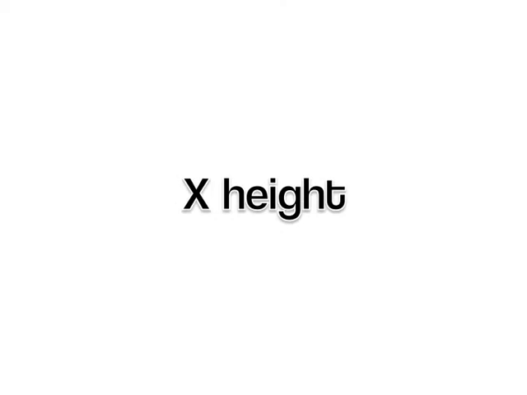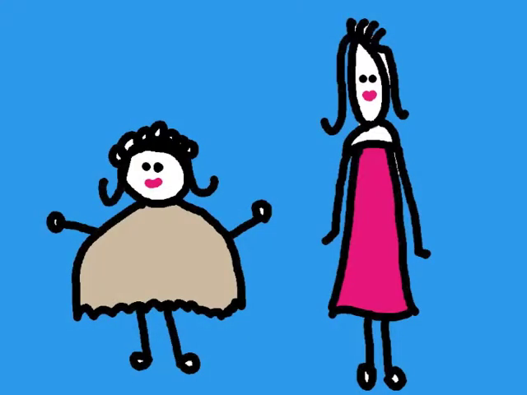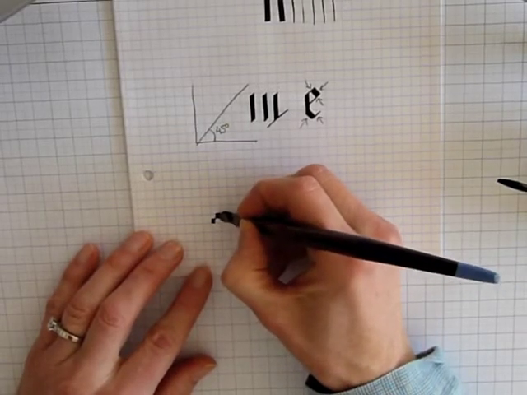All right, let's move on to X height. X height then refers to the height of a letter that doesn't have an ascender or a descender, such as the letter E. In calligraphy, weight refers to the relationship between the width of our nib and the height of our letters.